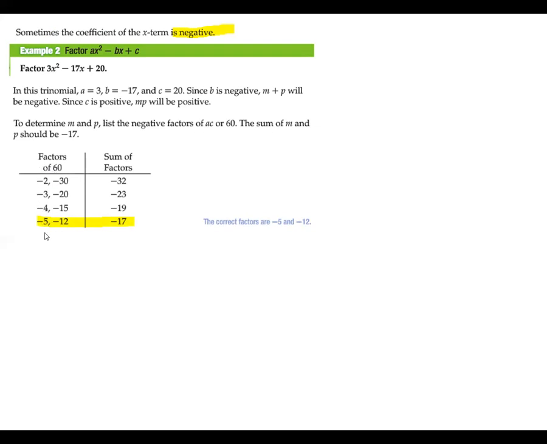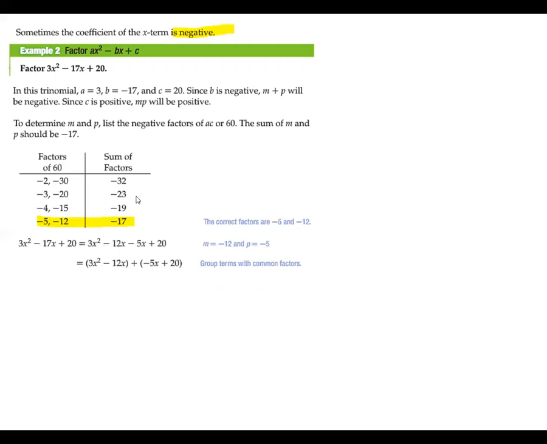Well, if you list them out, both factors have to be negative, so -5 and -12 works, because those add to -17. So then I rewrite the -17x as -12x and minus 5x. So you have 3x squared minus 12x minus 5x plus 20. And then factor by grouping.